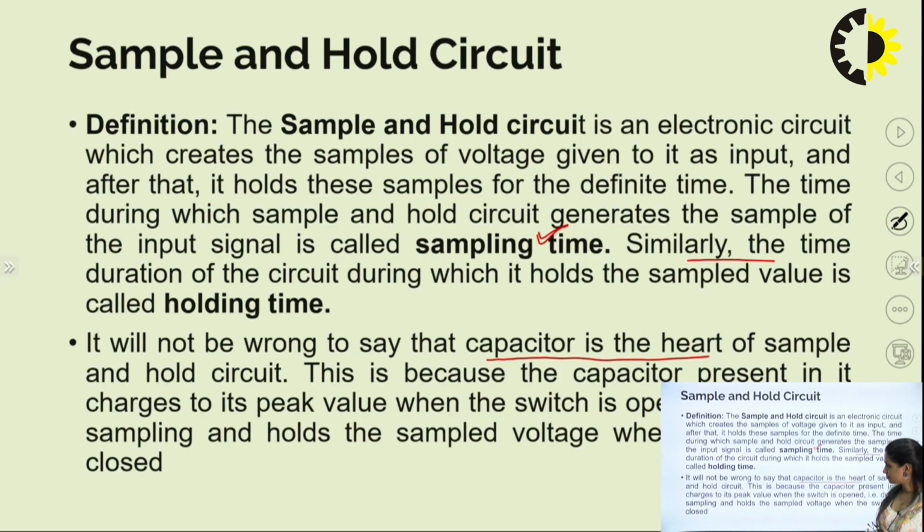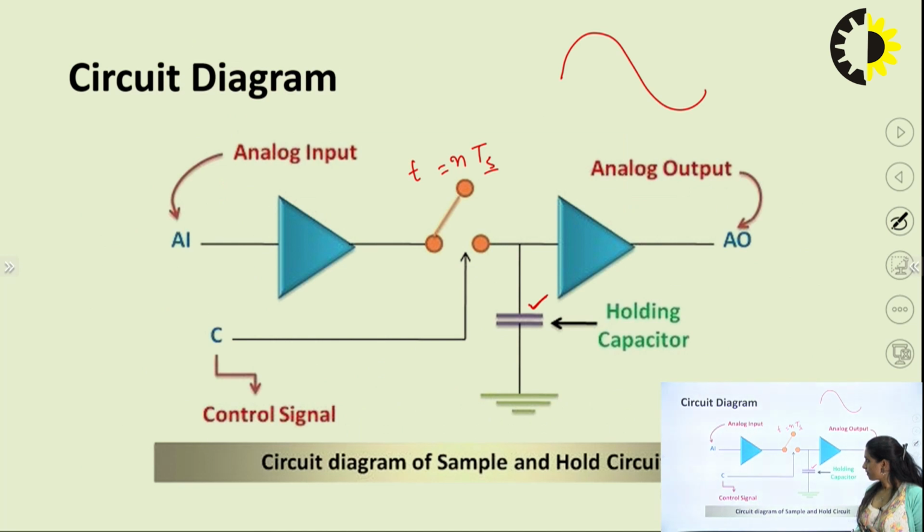So let's give it a look. It will not be wrong to say that capacitor is the heart of the sample and hold circuit. This is because capacitor present in the circuit charges to its peak value when the switch is open, that is during the sampling, and holds the sampled voltage when the switch is closed, right? So I give input, close it at every sampling time interval, up to that voltage the capacitor charges, and it holds the charge up to the duration the sample must hold. After that this switch closes and it discharges, right?